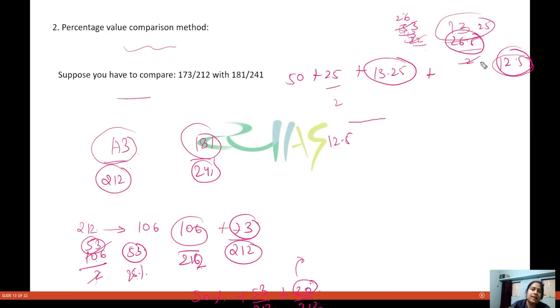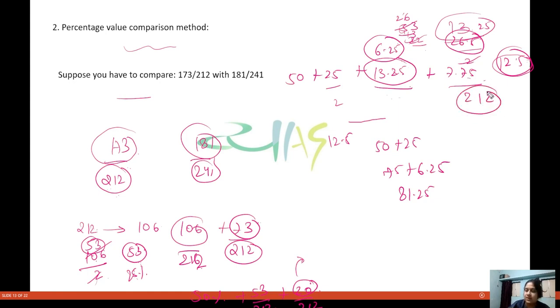All right, fine. Now let us look at what is 181 of 241. Okay, 241 and 181. So half of 241 is 120.5. We can write this as 120.5 and 60.5. So this is 50%. And we know half of 120.5 is 60.25, so this is a little more than 25%.